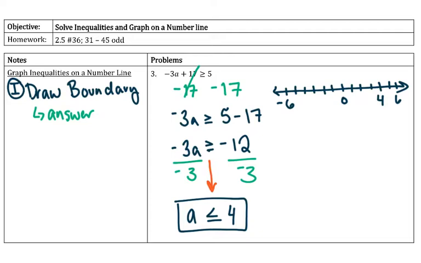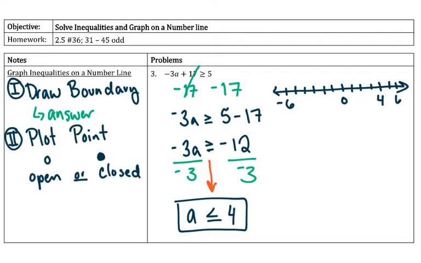We're going to plot a point at the boundary, and there's 2 different types. We call these 2 types open, which is a point that has nothing filled in, or closed. And this is about if we want to include the boundary or not. So if we want to go up to that point 4 but not include it, you would use an open boundary, and that will involve the 2 symbols that are either greater than or less than.